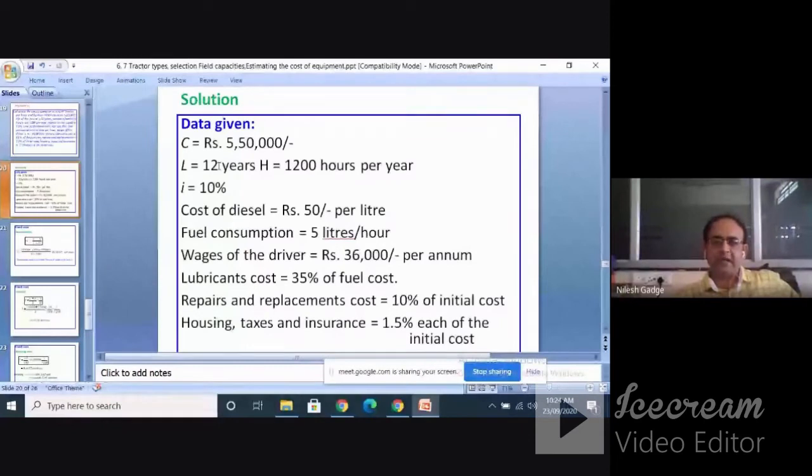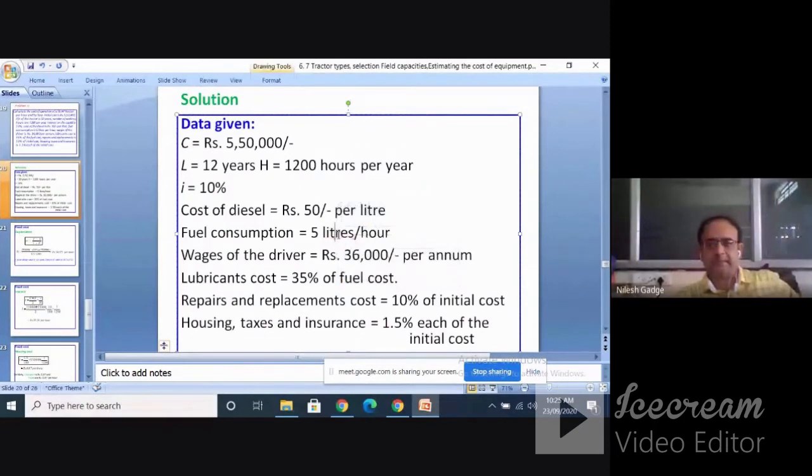Working hours we can take averagely 1,000. In the problem it is given working hours per year, 1,200 hours per year. Interest rate is given as 10%. If it is not given, we have to assume it as 12 to 15% or like that. Interest is 10%. These are the given things. Cost of diesel is rupees 50 per liter. Fuel consumption.